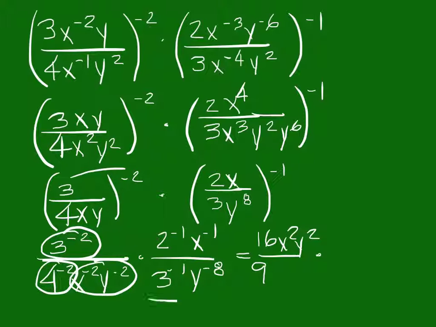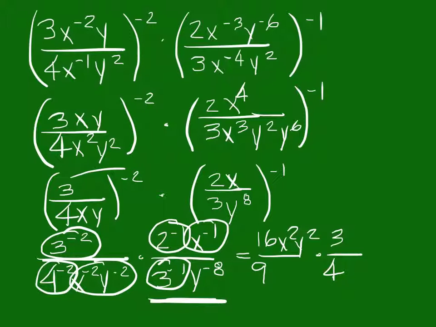On the right-hand expression, you have 2 to the negative 1 on top. That becomes a 4 on the bottom. And then 3 to the negative 1 on the bottom becomes 3 on top. You have an x to the negative 1 on the top. That goes to the bottom and becomes x. And then y to the negative 8th on the bottom goes to the top and becomes y to the 8th.